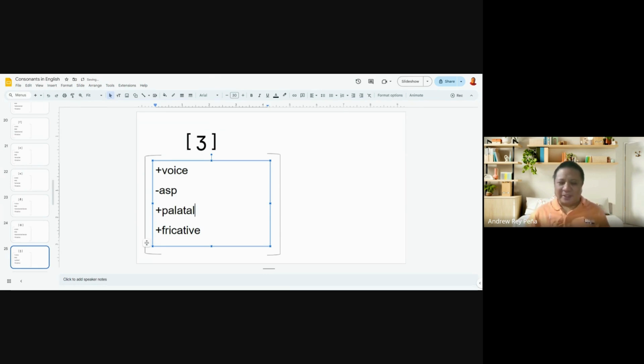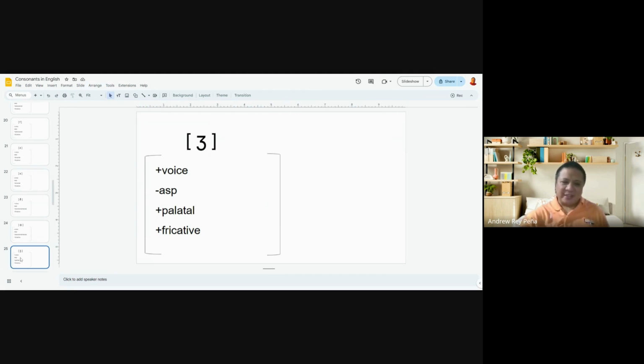We say it's palatal because the blade of the tongue touches the palate, or what we call the hard palate, the roof of the mouth. So it's voiced, unaspirated, palatal, fricative. It's fricative because the tongue blade touches the palate, but not completely, producing a small hole through which air passes through with friction. So this is voiced, unaspirated, palatal fricative.